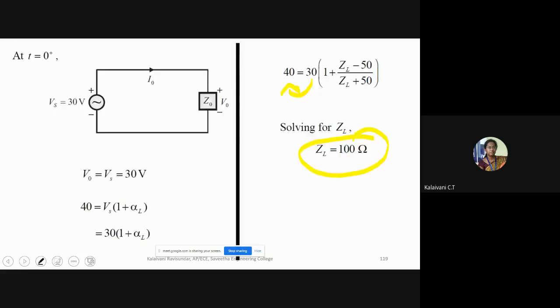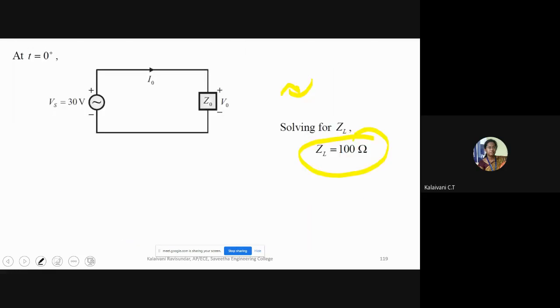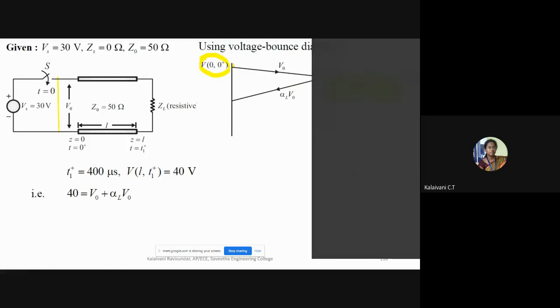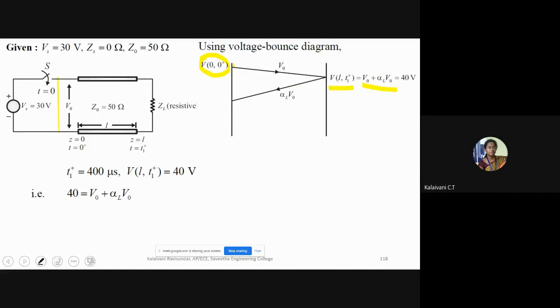The main thing to be remembered is this equation: V naught plus gamma L into V naught is equal to 40. We are starting the answer from this.